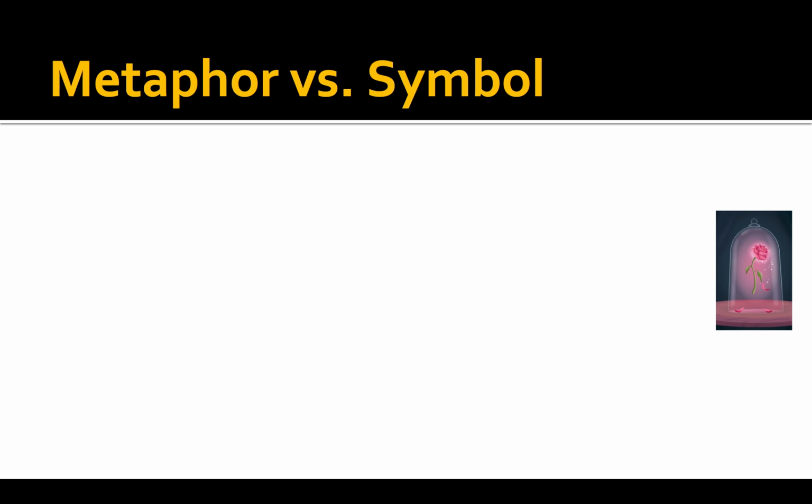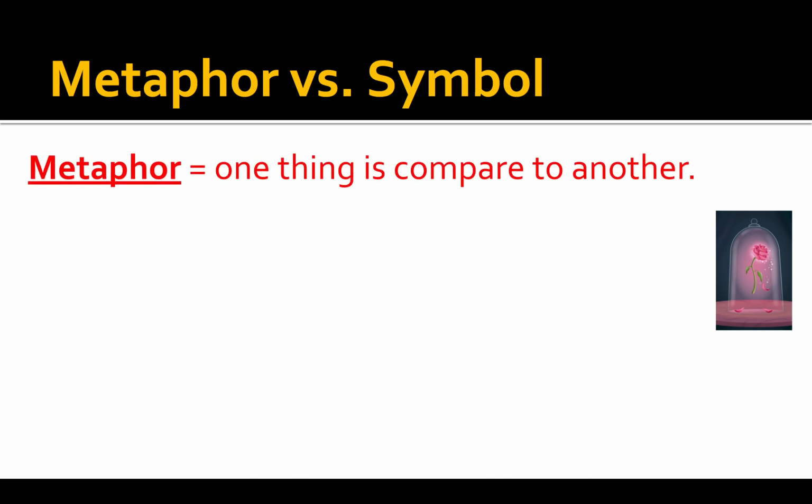So metaphor versus symbol, because I think this is kind of the trickiest part, and I think it's tricky for all levels of language arts students. So a metaphor is when one thing is compared to another directly without using like or as. So the woman's face was a beautiful rose, right? You're just saying there's the woman and there's the rose, and we're comparing them.